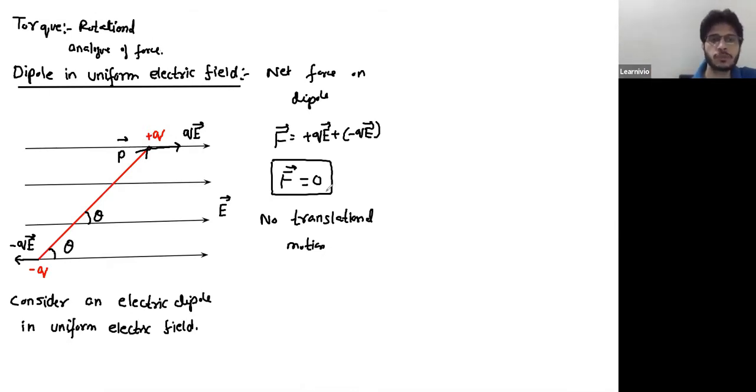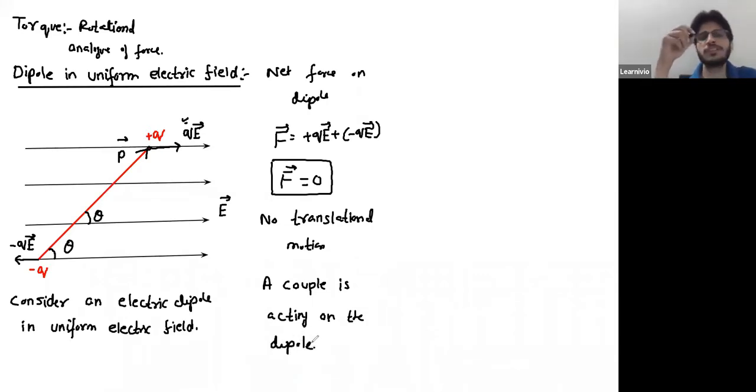There is no rotation or translational motion if the net force is zero. Now see, these forces QE and minus QE both have the same magnitudes, but they are acting in opposite directions. So we can say that a couple is acting on the dipole. In mechanics, a couple simply means a system having equal and opposite forces. At point charge plus Q, a force QE is acting, and for charge minus Q, force minus QE is acting. Both forces have exactly the same magnitudes but opposite directions. So these types of forces make a couple, and a couple is acting on the dipole.